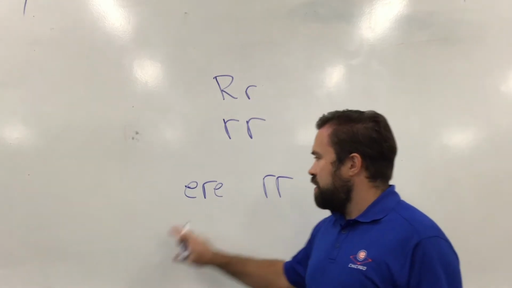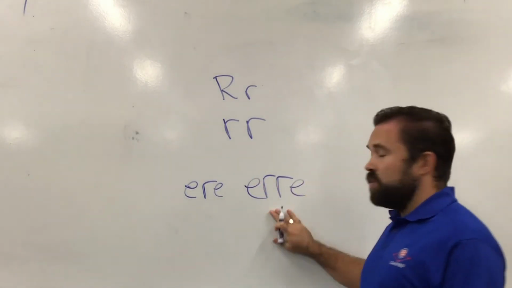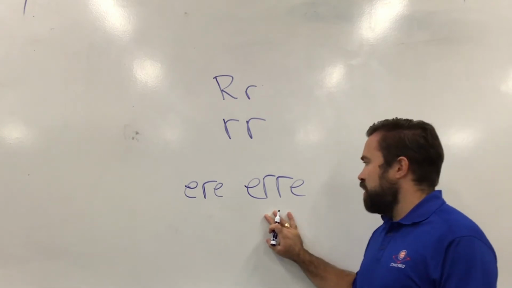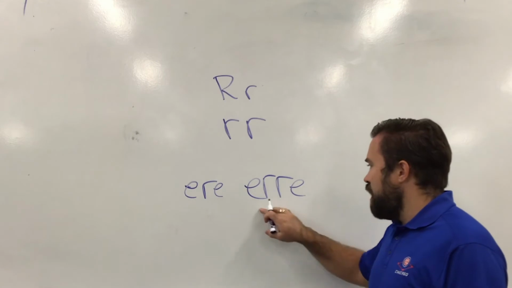So the one R is an ere. The double R is an erre. This one's a little bit more challenging for English speakers, for native English speakers. Erre, because we don't make that sound in English. Okay? Rrr.